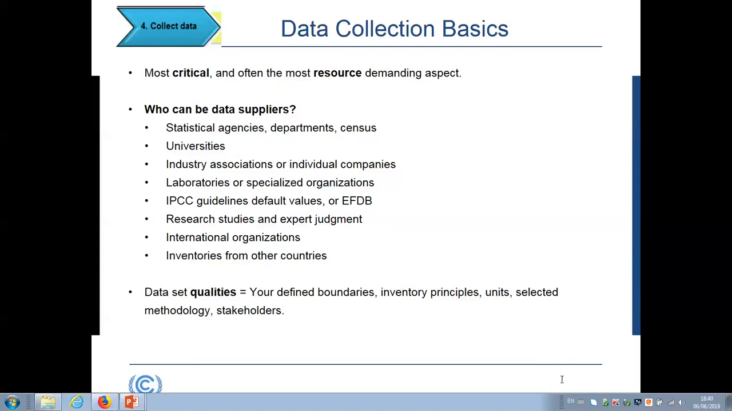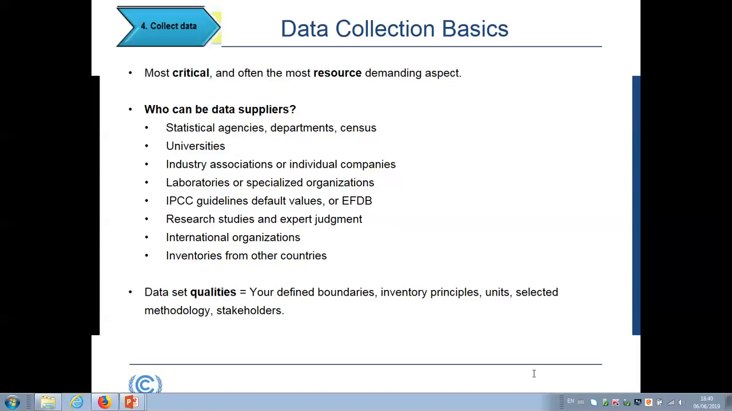But there may be researchers at universities, either domestically or internationally, that might have done studies that could potentially supply data. There's actually a wealth of information out there in the research literature, because people have studied most of these categories, studied livestock, studied fuel combustion. So there is data out there in many cases, but sometimes it can take time to find.